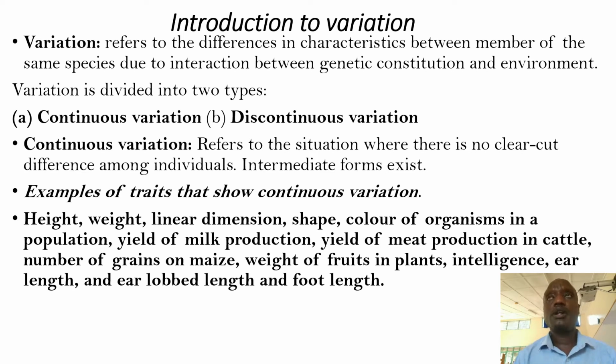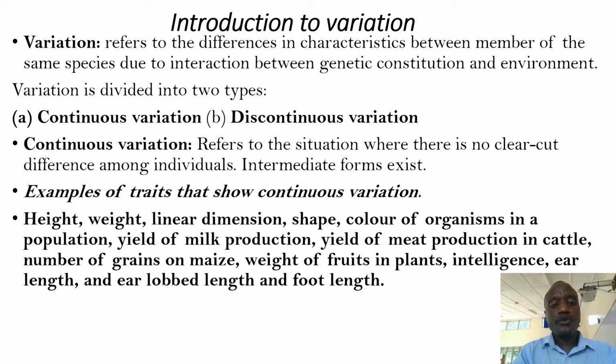Continuous variation basically refers to the situation where there is no clear-cut difference among individuals. But again, this type of variation involves intermediate forms. So what does it mean? Here in a population, let us say consider the height of people. You could have a big number of people who fall into intermediate forms. But still you could find some are tall, others are short. But again, in every population, the people of the same height are the ones who are many when you compare with people who are tall and short. And again, that goes with their genetic makeup and environment.